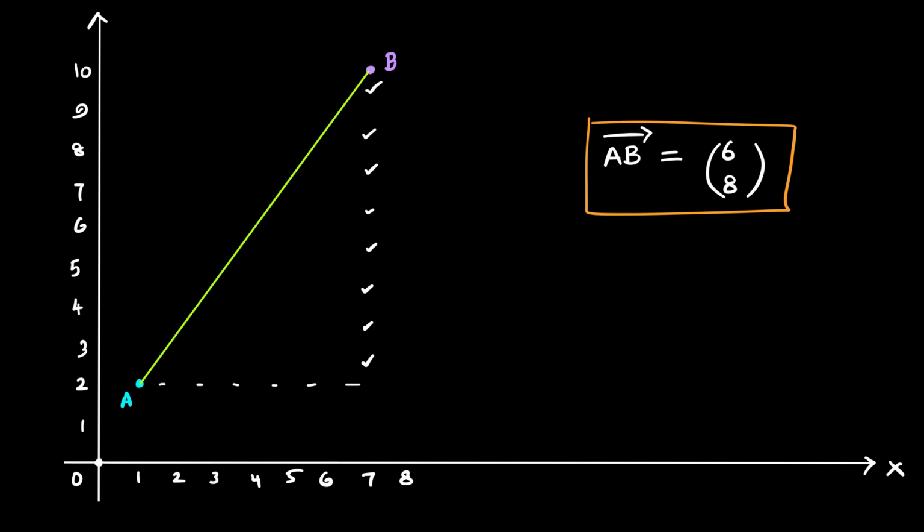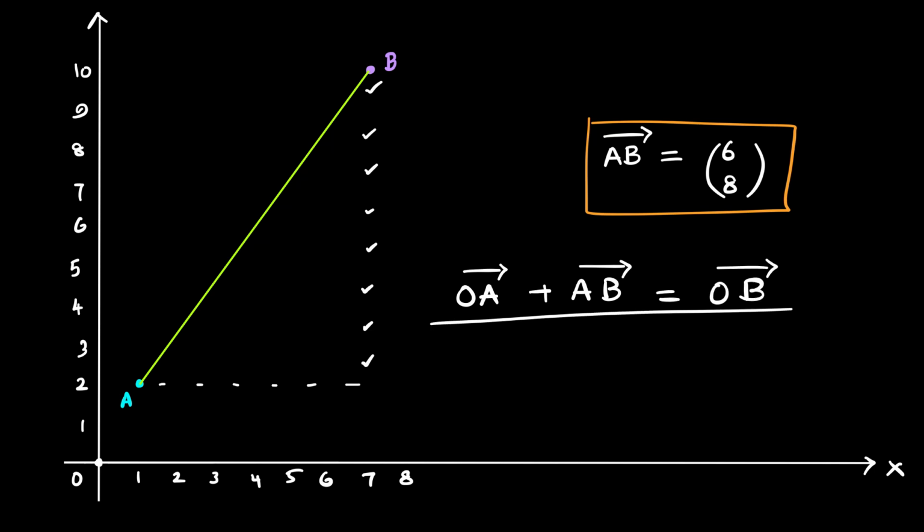Now, can we find it some other way? The answer is yes. Let's focus on the diagram. I'm starting from O, I'm going till A. From A, I'm going all the way till B. So the shortcut, the shortest distance is going from O till B. So therefore, what I can say is that let's start from O, let's go all the way till A. Then from A, let's go towards B. The starting point is O, the ending point is B. So this equation you form using the concept of addition of vectors.